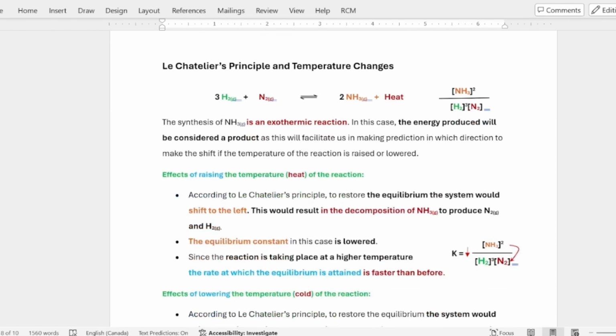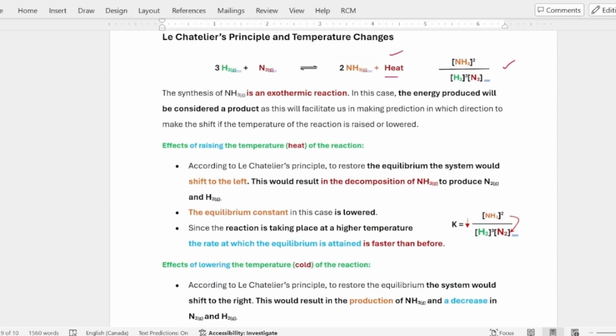Now there's an interesting thing that happens in the synthesis of ammonia. This reaction is exothermic and its equilibrium constant is written as such. We want to see how temperature changes affect this equilibrium. We'll use heat as a product, as that will help us in predicting which direction shifts will happen when the temperature of this reaction is changed.